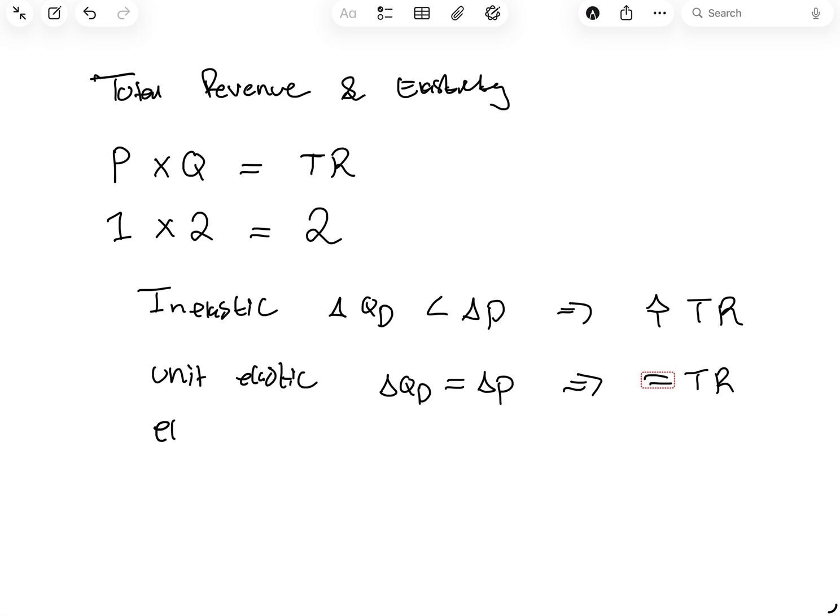The other one is elastic. And what happens here is your change in quantity demanded is greater than your change in price. And this leads to a decrease in total revenue. Kind of keep these in mind. I like to see these in a visual format, and I'll draw that out for you below.